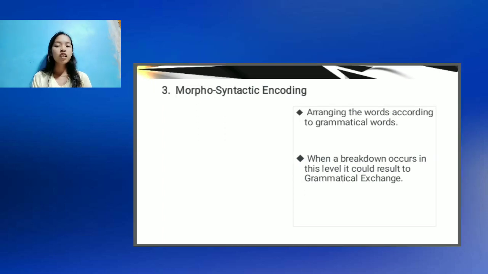Next stage is the morphosyntactic encoding, arranging the words according to grammatical rules. When a breakdown occurs at this level, it could result in grammatical exchange. Example of grammatical exchange is saying, I dish the washes, instead of saying, I wash the dishes.